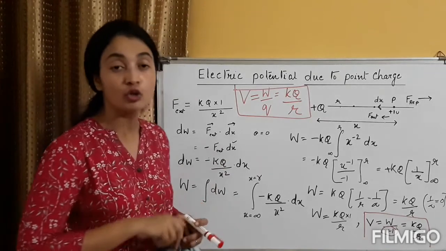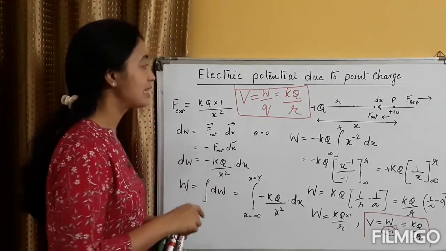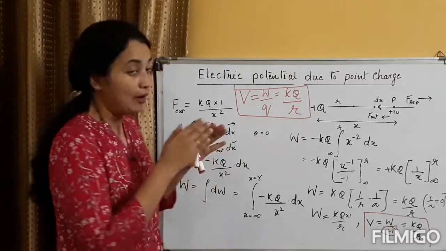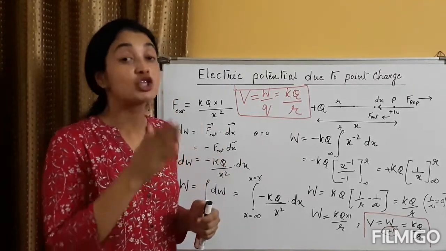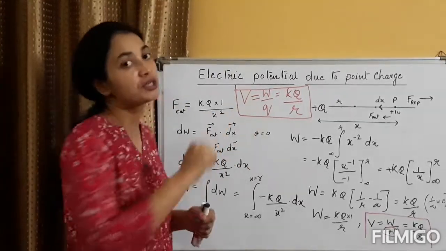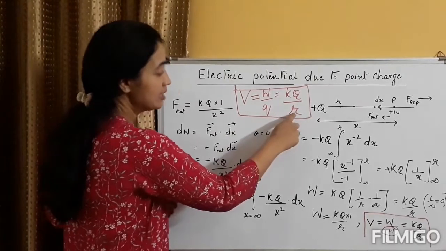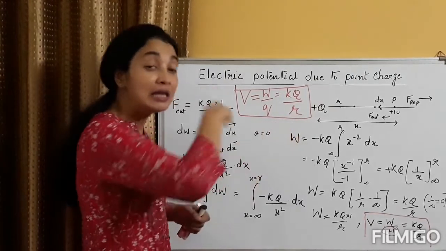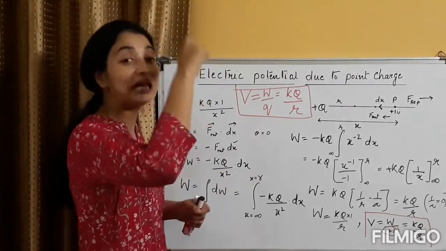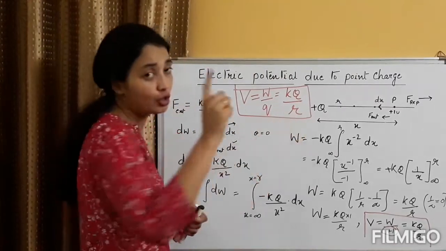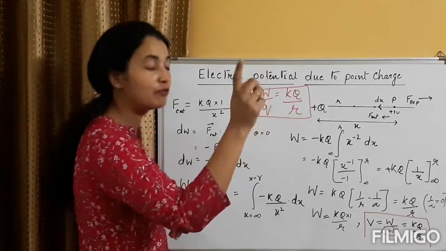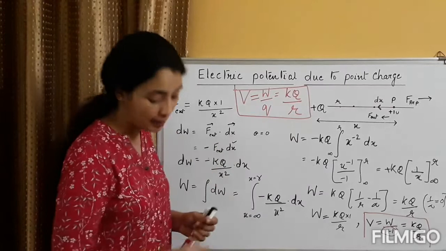Now one thing I want to make clear: whenever I say this is potential due to a single charge, we actually mean it is the potential difference between infinity and that point r. If I write it at r, it is the potential at the point r. I can even say it is the potential difference between infinity and r. You know the potential at infinity is 0. So it is the potential difference between infinity and r, and it is the potential at the point r.